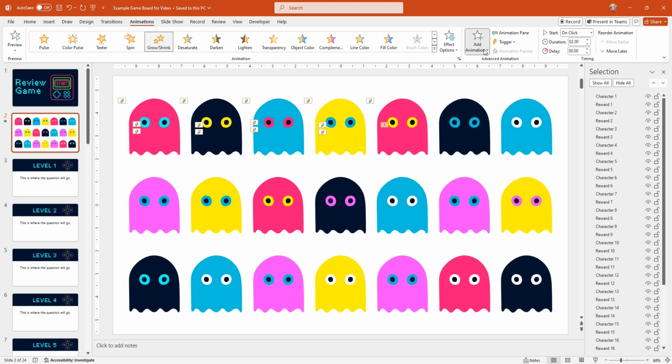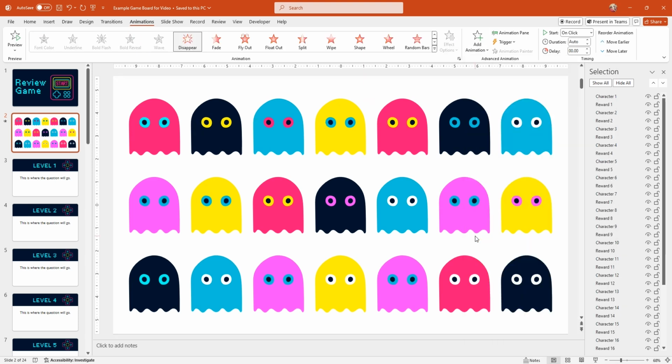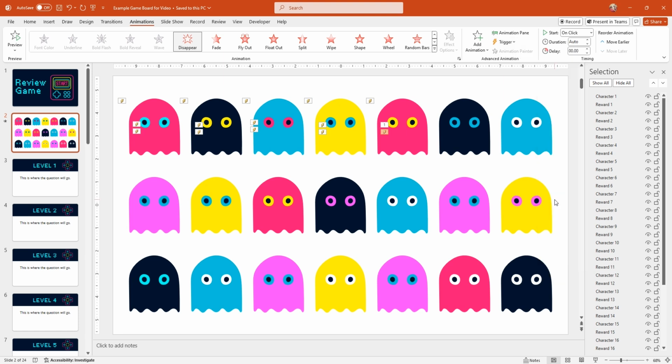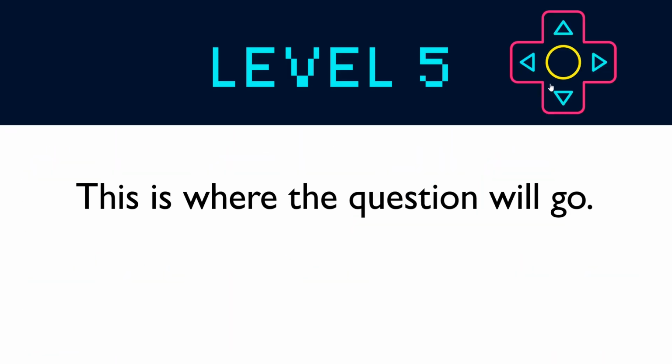And then you can check the effect options to make sure that it's doing what you want. Yeah, I want it to get larger. And then I'm going to add another animation so that it eventually disappears. And then I'm setting a trigger on this, and I'm saying that I want this to happen when I click on something. Now, eventually I want this to happen when I click on character 5, and then I'm going to want it to disappear whenever I click on reward 5.